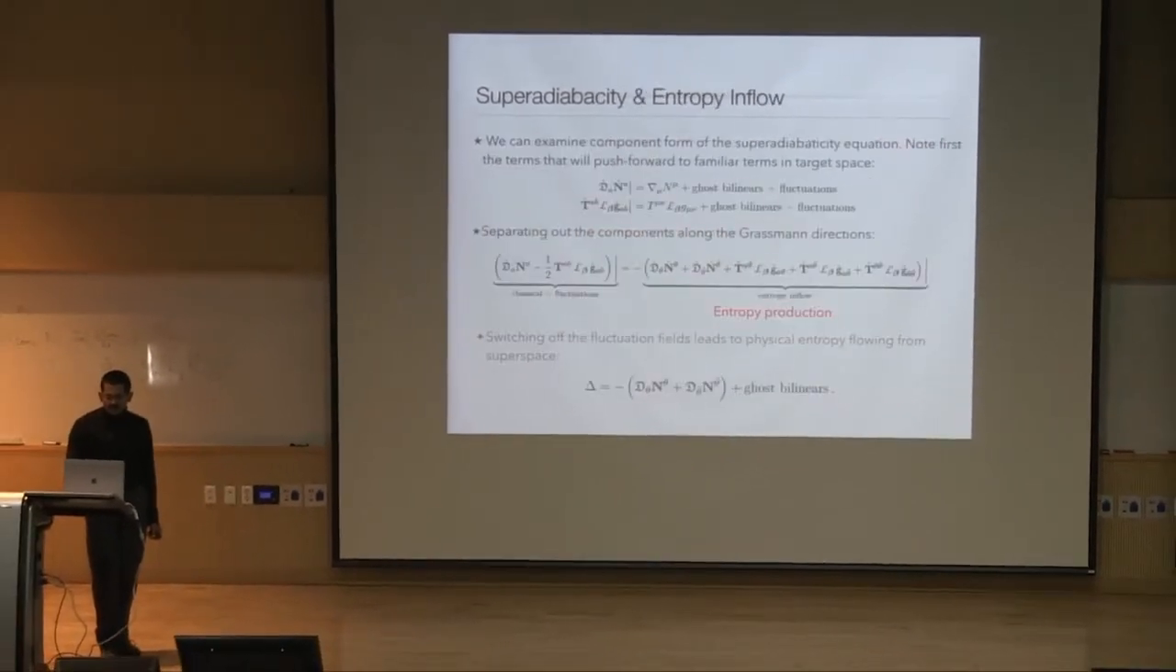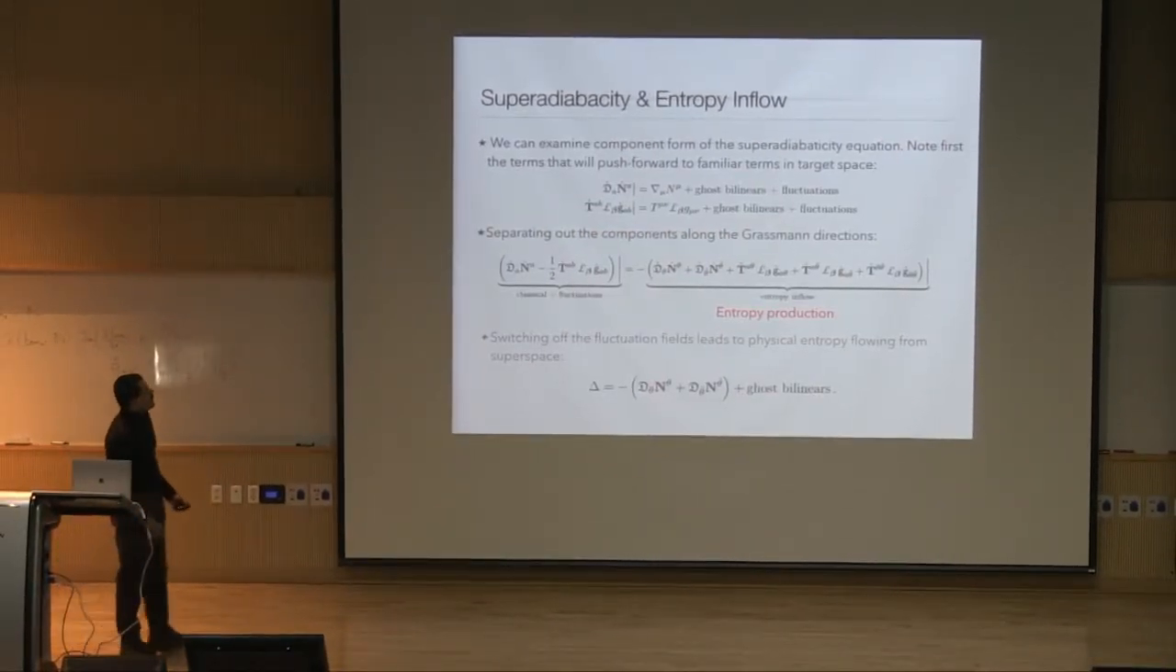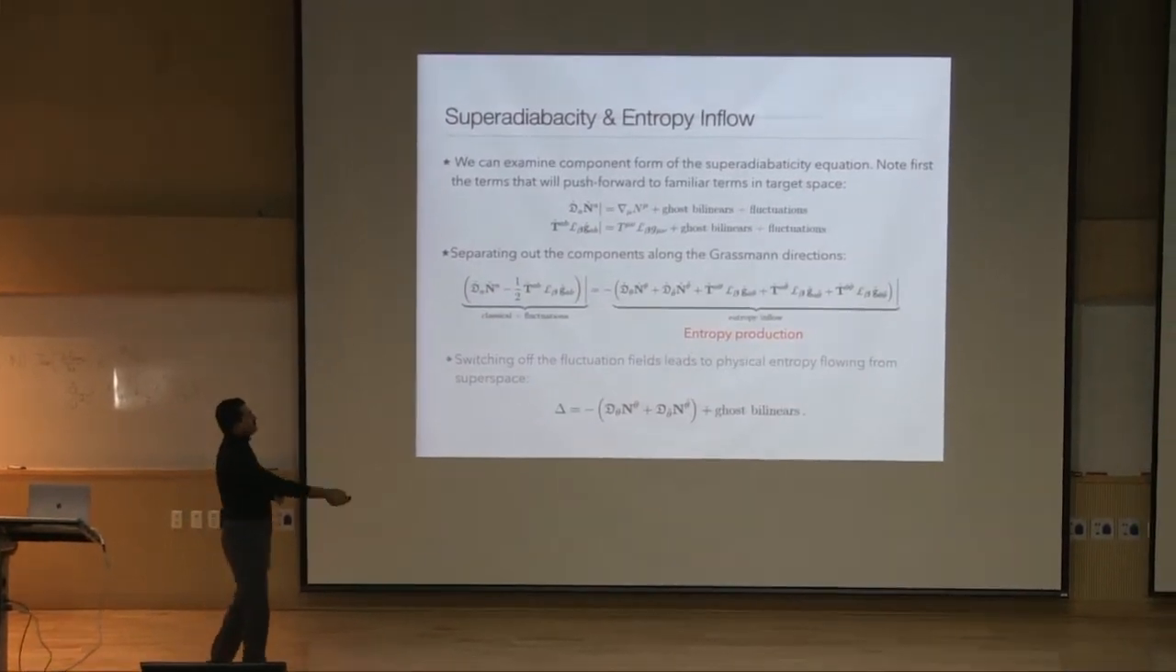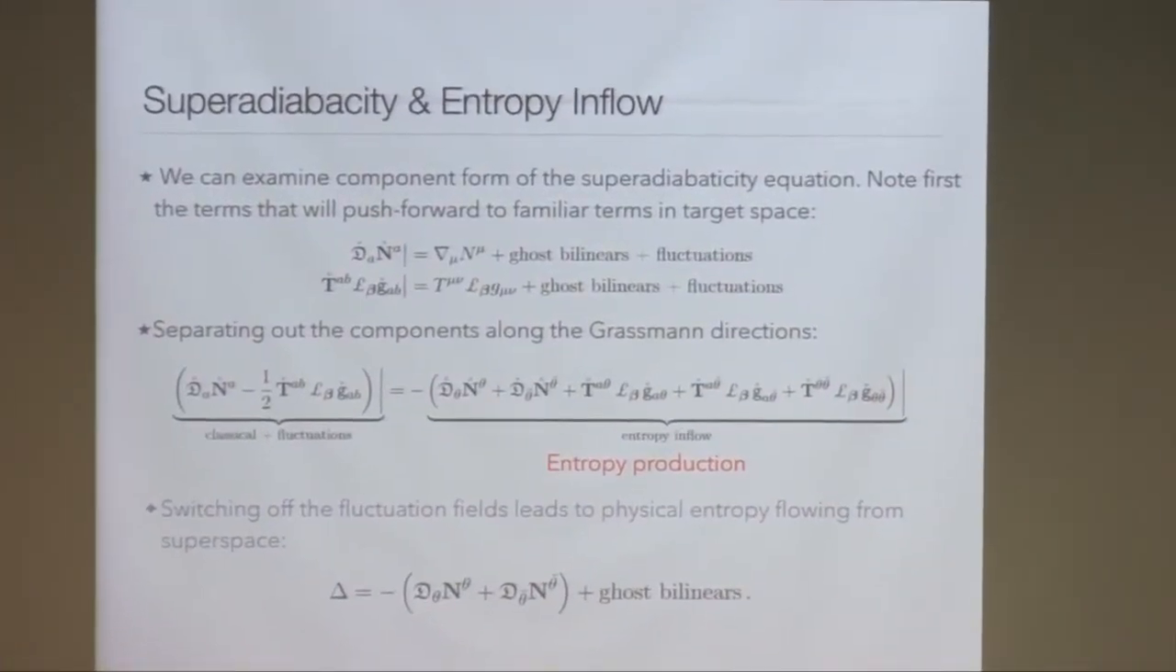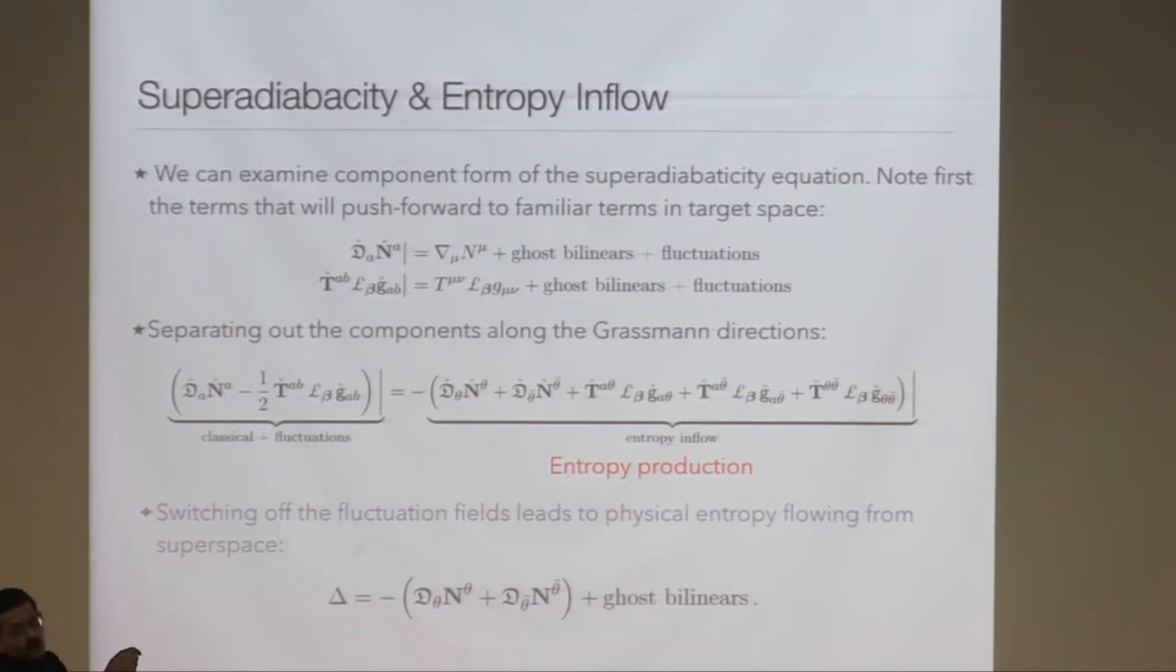Let's unpack this equation. Let's step through this in a series of steps. So for example, if you have a term like DANA, if I push it forward to space, target space, I'll get a term like d mu n mu, and then you'll find that you'll get some contribution from the Gauss bilinears, which add up to having Gauss number 0 from all the fermionic pieces in the Lagrangian. And you also get terms from the top component, which are fluctuation fields. And the same with TAB, L beta, GAB. So this will also give you T mu nu, L beta, G mu nu, plus fluctuations.